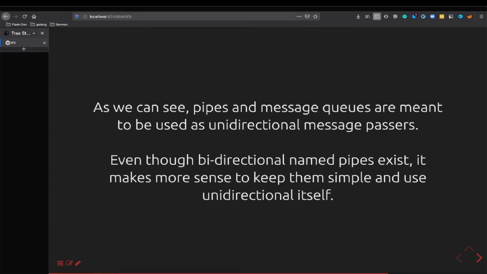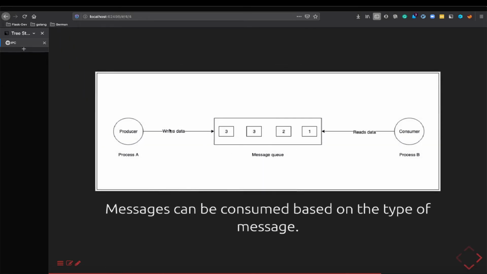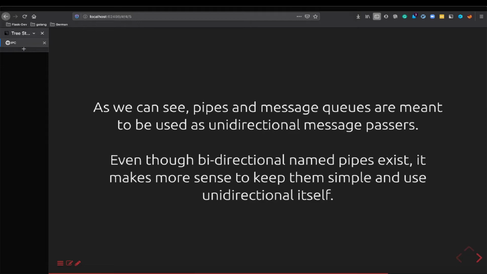If you notice, it is mostly meant for unidirectional use. A producer writes data and a consumer keeps on consuming. It is not bidirectional. By that, I mean process B cannot start writing to the message queue. It is only one writer at a time and multiple readers. The data flows in one direction and not the other. Bidirectional named pipes do exist, but it doesn't make a lot of sense to use them because they are recommended to be used as unidirectional pipes.